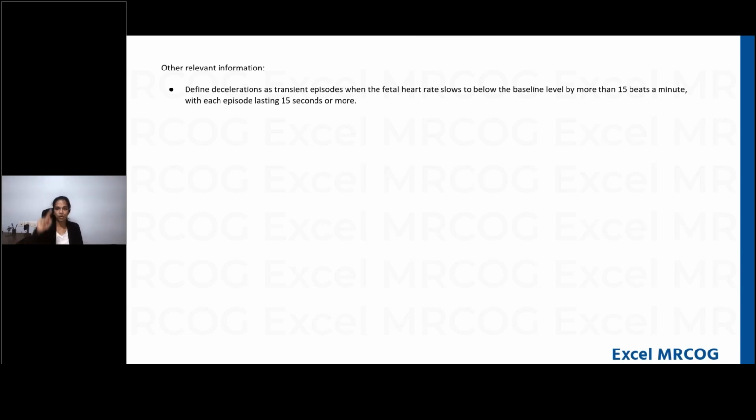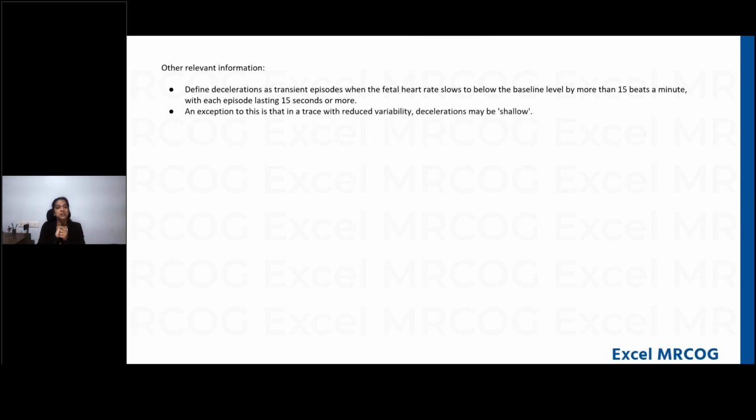When it is going below the baseline by more than 15 beats per minute, with each episode lasting at least 15 seconds. Okay, 15 seconds or more, right? So even if it is in the normal range, from 150 it is falling to 120, it is a deceleration. Okay, so don't get confused there, because even if the deceleration is in the normal range, it may still be a deceleration. Wrong. Okay, so it is a deceleration if it is going down by more than 15 beats a minute.